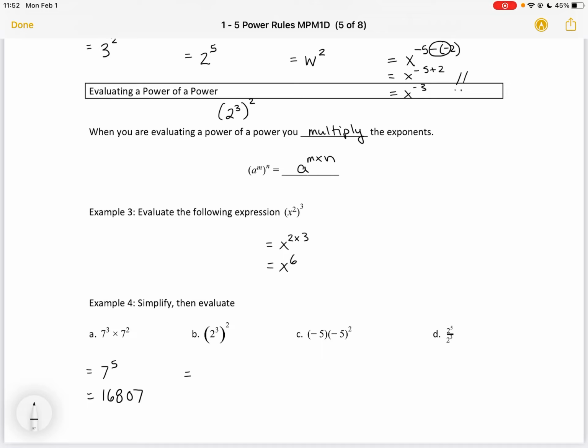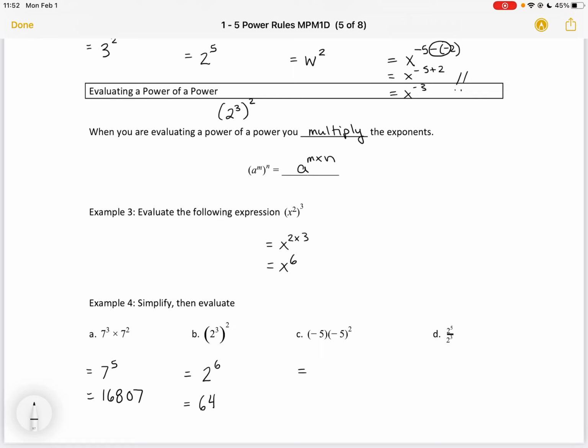Our next example is a power of a power. So we have 2 cubed raised to the exponent 2. We're going to keep the base the same, multiply the exponents, and then we can evaluate. 2 to the 6 is 64.